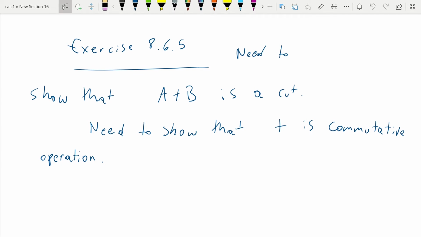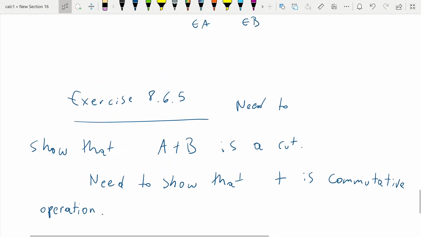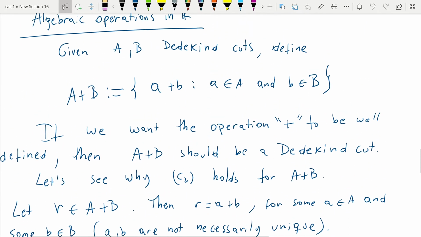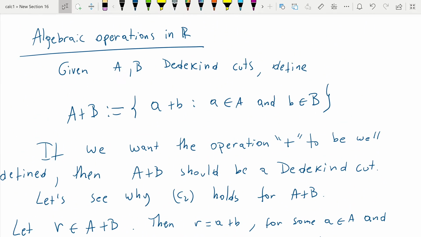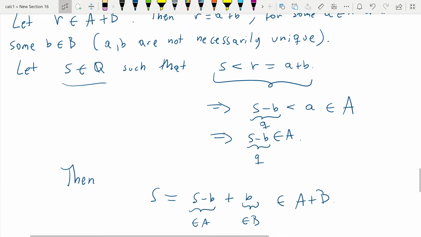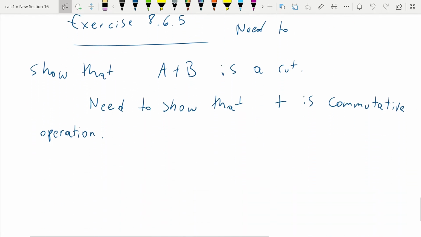Just a quick comment about commutativity. If you look at the definition of a plus b, those are all the real numbers that can be written as a sum of an element in A and an element in B. But since a plus b is the same as b plus a, just by commutativity of rational numbers, any number that can be written this way can also be written as a number in B plus a number in A. And that happens to be the set B plus A. So commutativity should not pose any problem.